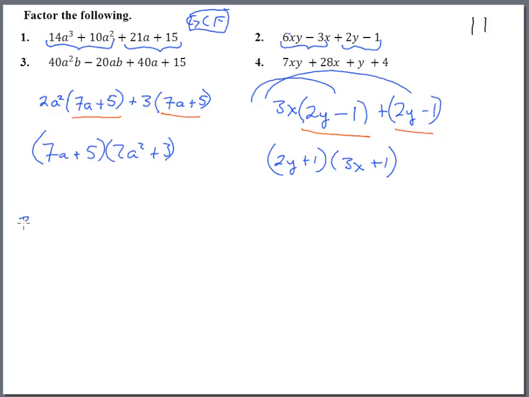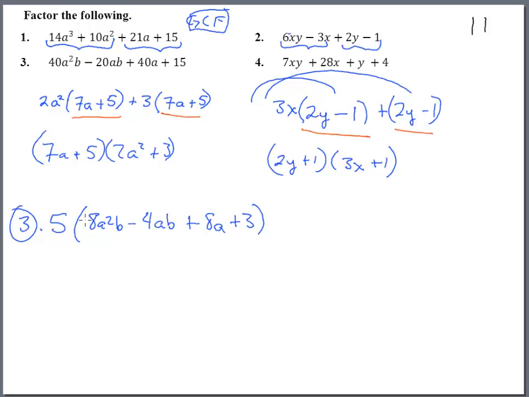Number 3. It looks like we can take a 5 out of everything to begin with. So let's pull that out first. We're left with 8a squared b minus 4ab plus 8a plus 3. I think that's all we can do there.